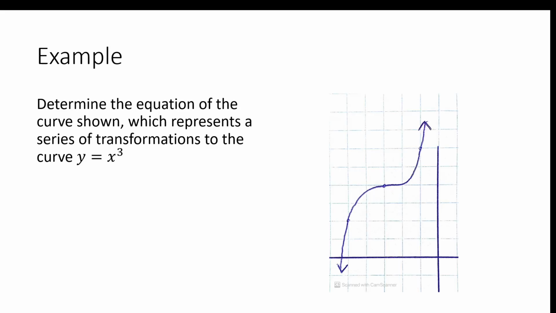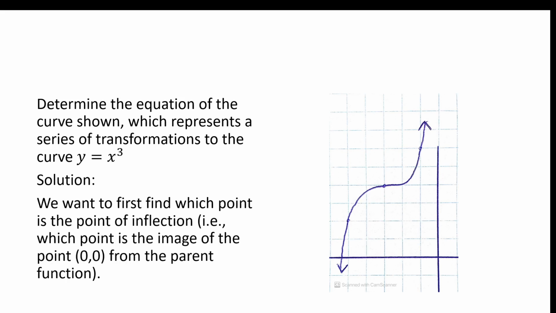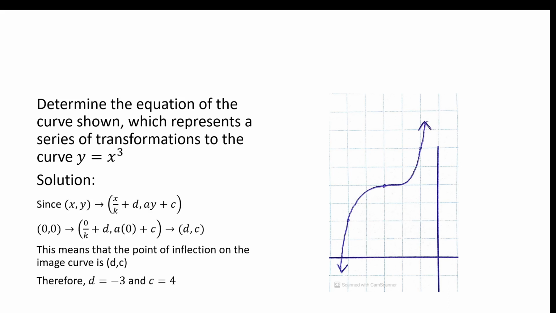Now, we want to determine the equation of the curve shown, which represents a series of transformations to the curve y equals x cubed. Okay? Now, the first thing we want to do is figure out, we know that the parent function has a point of inflection at 0, 0. So let's find out what that point is for us, i.e. which point is the image of the point 0, 0 from the parent function. And now you might say, well, why is that so important?